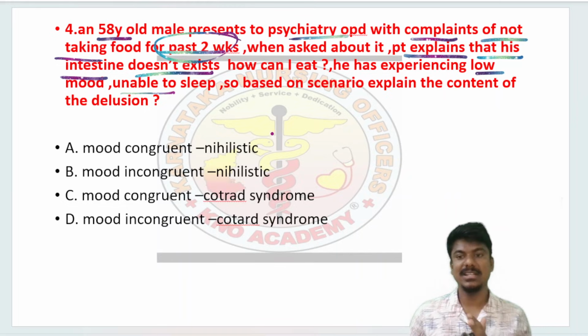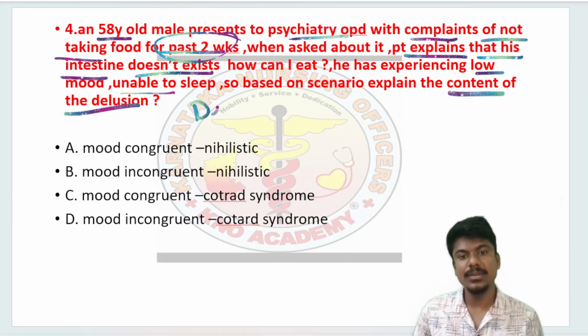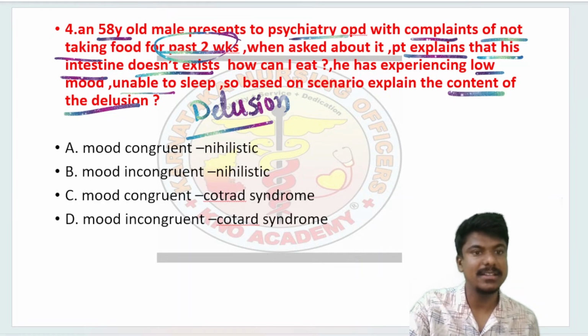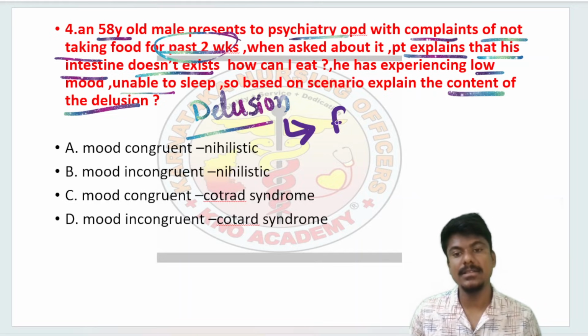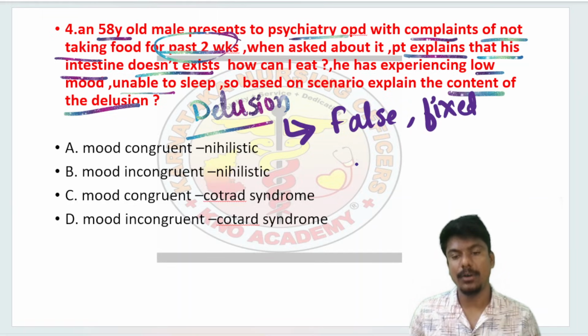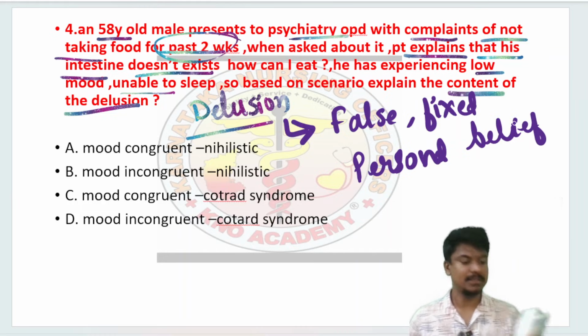Based on the scenario, explain the content of the delusion. We know that a delusion is a false, fixed personal belief. Here also, the person has the false belief that he does not have an intestine. That is what we call a delusion.